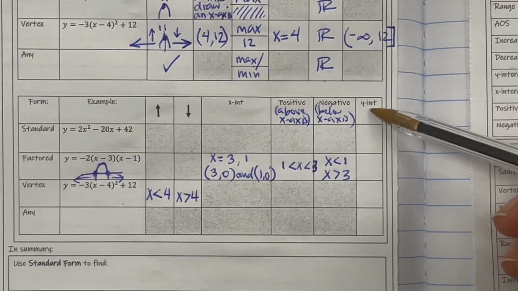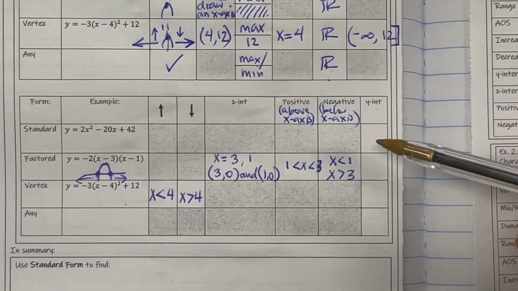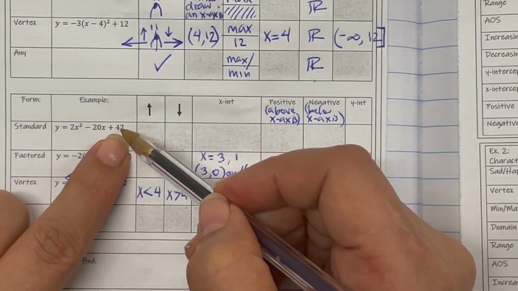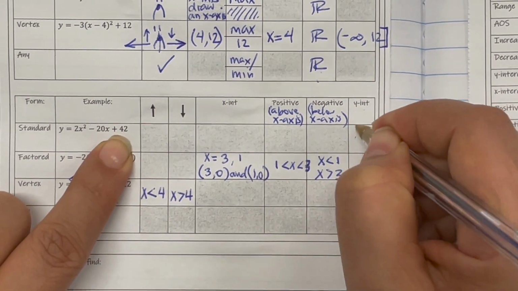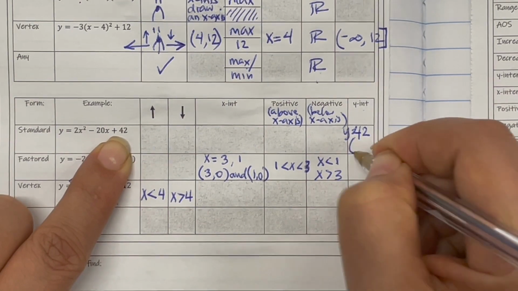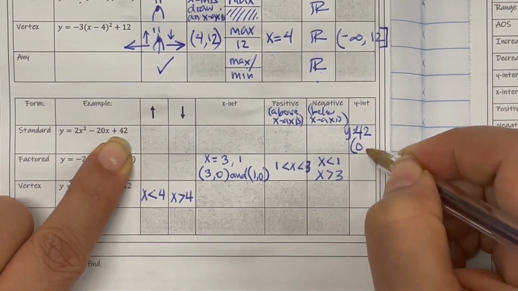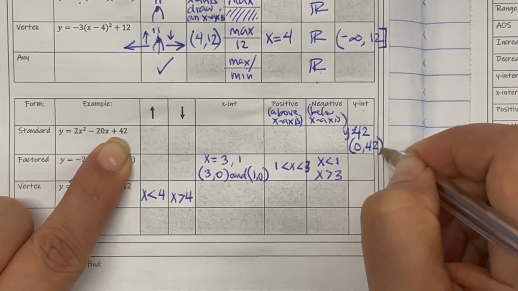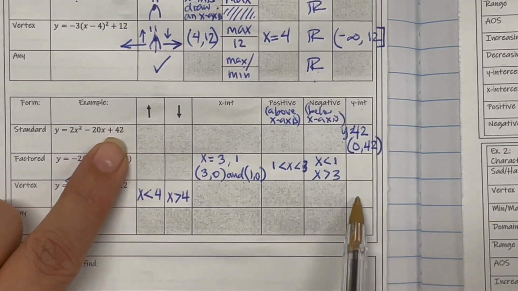Finally, the last one, the y-intercept. Really quickly, just by looking, I know the y-intercept is 42. You can write that as y is equal to 42. You can write it as 42, or you can write it as a coordinate, which would be x is 0 and y is 42. Okay, so different representations.